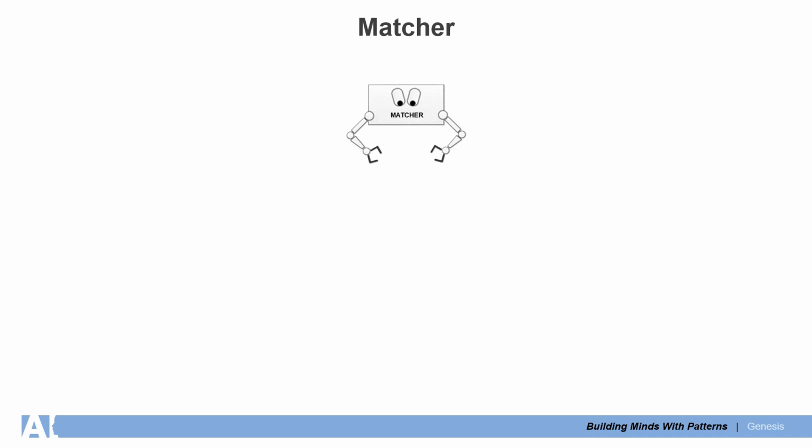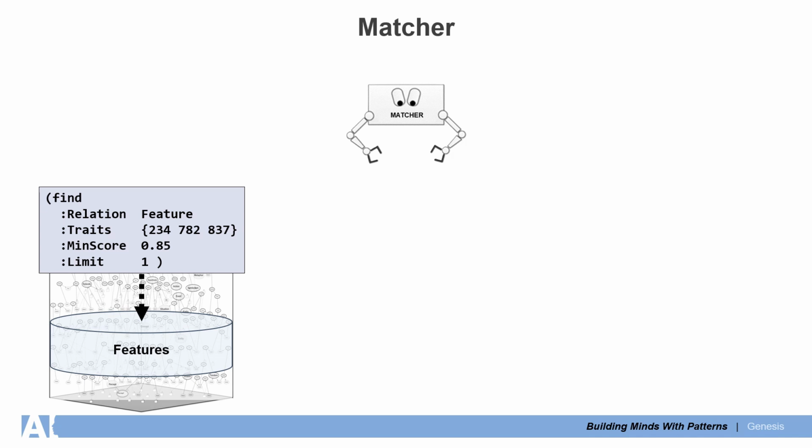Let's assume the perceiver gives the matcher some requests to find schemes. A scheme with the relation feature and trait reifiers 234, 782, and 837 is requested with a minimum match score of 85%, meaning that anything below 85% will not be considered. The request also specifies that only one match is needed, so we are looking for a feature with traits 234, 782, and 837.